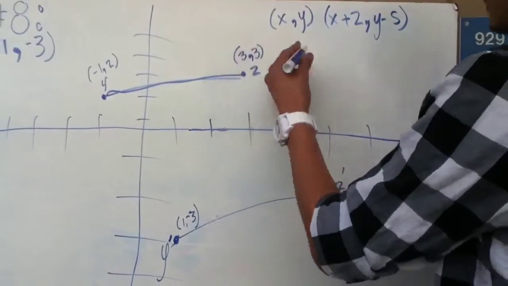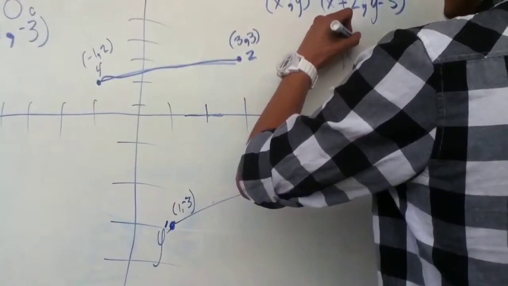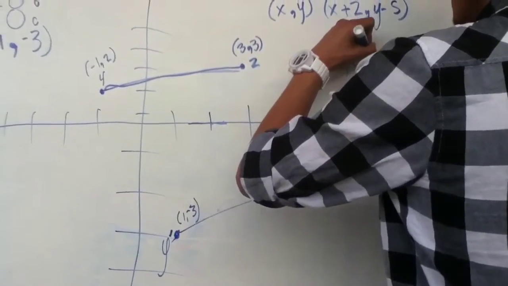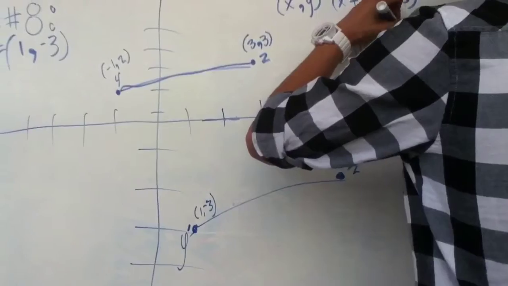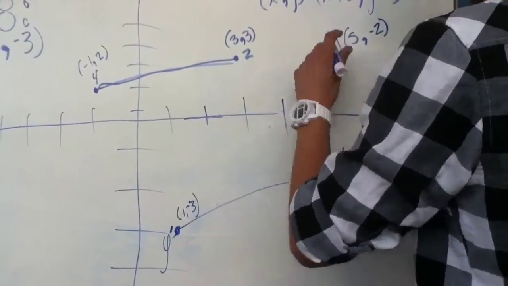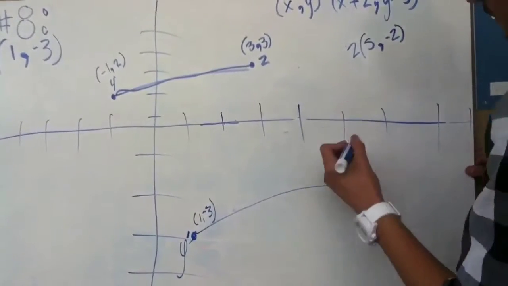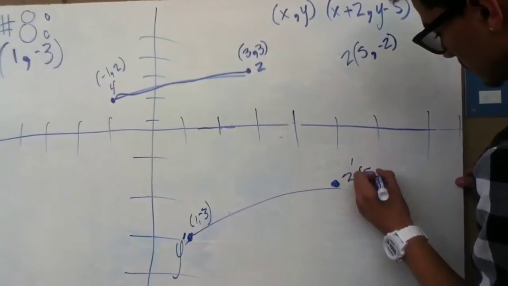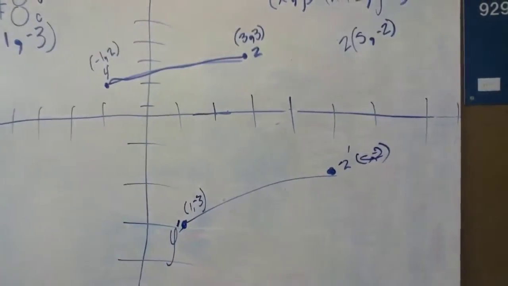Same rule applies for z. So what you do is you add 2 to the x-axis, which is 5. Then you subtract 5 from the y-axis, which is 2. Sorry. And we just move it down here, and that'll be our z.